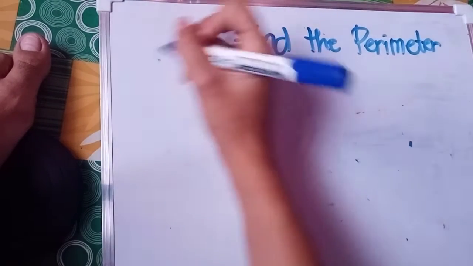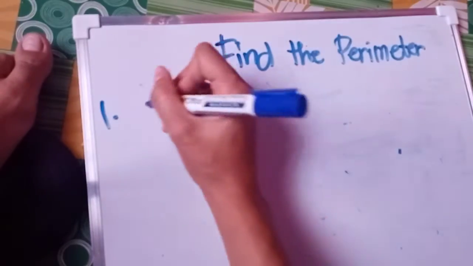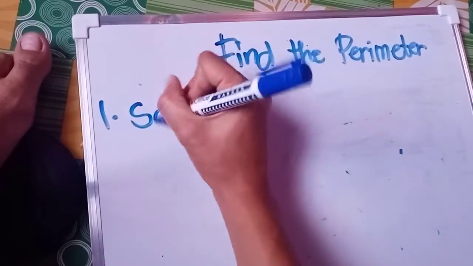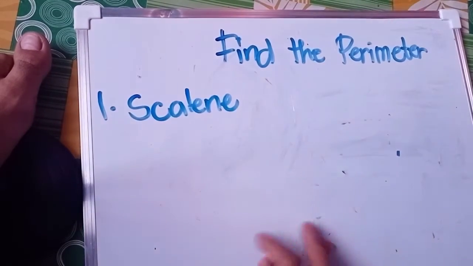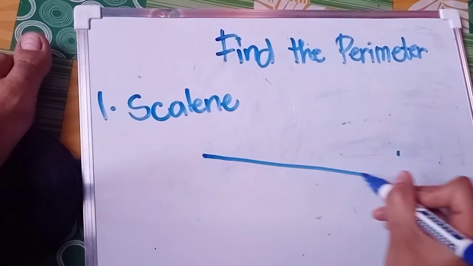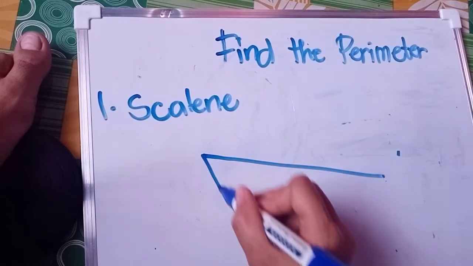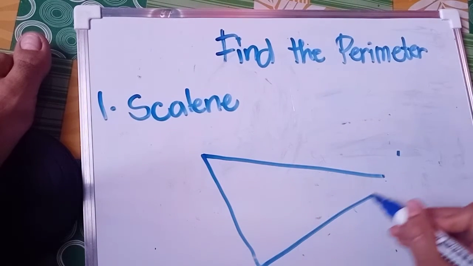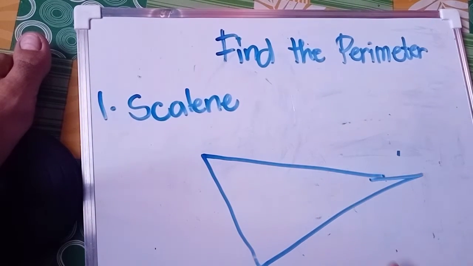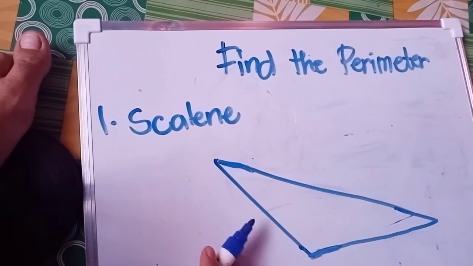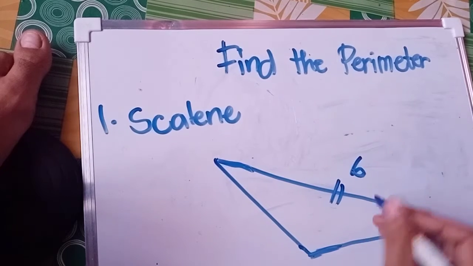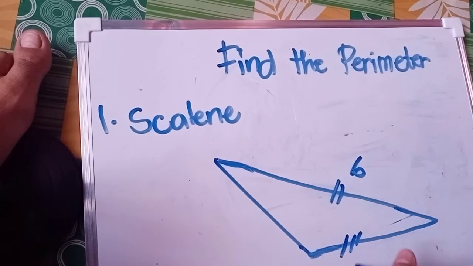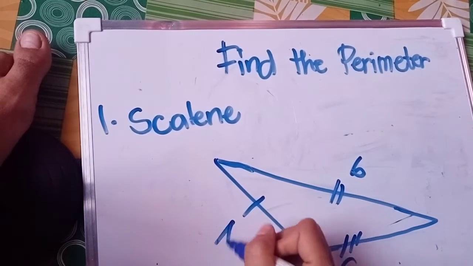So, find the perimeter. First, we're going to discuss how to find the perimeter. That is the scalene. This is the figure of the scalene. It has sides A, B, and C.